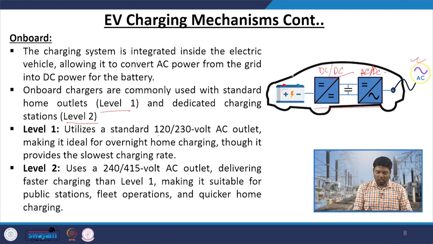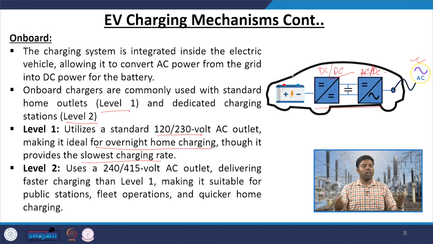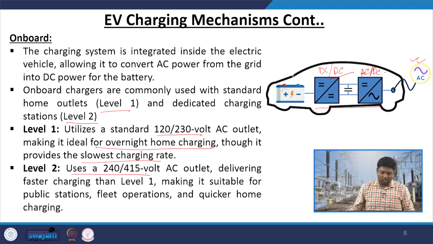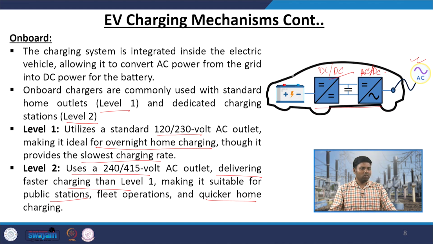What is level 1? Where we use 120 volt to 230 volt AC supply, that is our home electric supply, but the charging time is very slow. That means you may need 4 to 5 hours or 6 hours to charge the electric vehicle. Level 2 charging uses 240 volt to 415 volt AC outlet, but it is a little bit faster compared to level 1 charging. Normally it is placed at public stations, or a few homes are also now equipped with level 2 charging facilities. So, generally the onboard charging facility is present at the lower voltage level or at the home level.